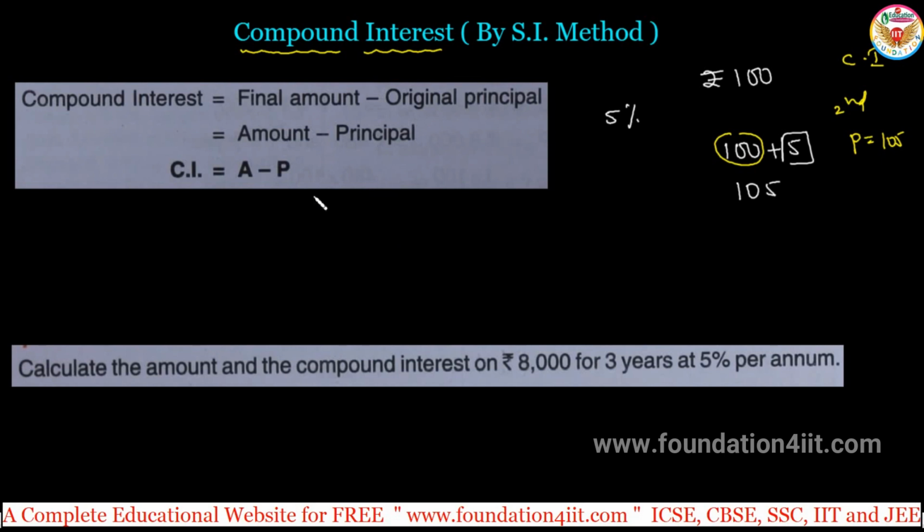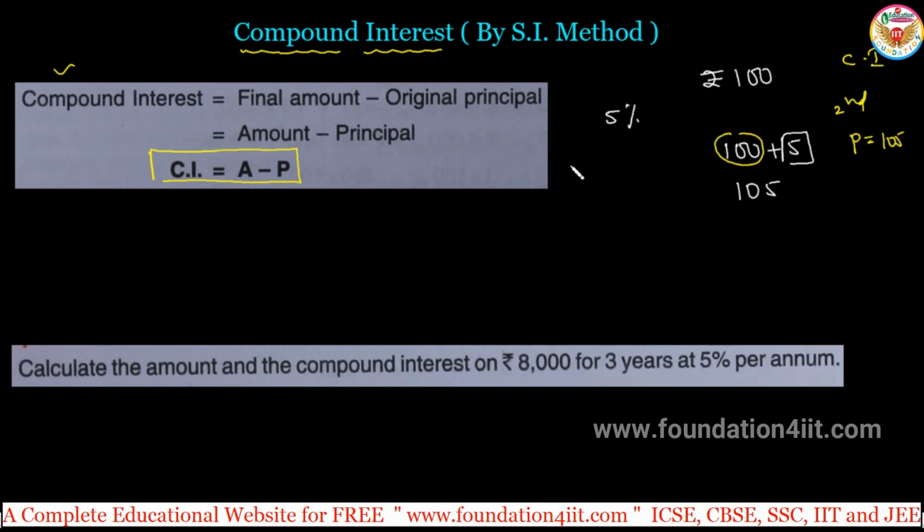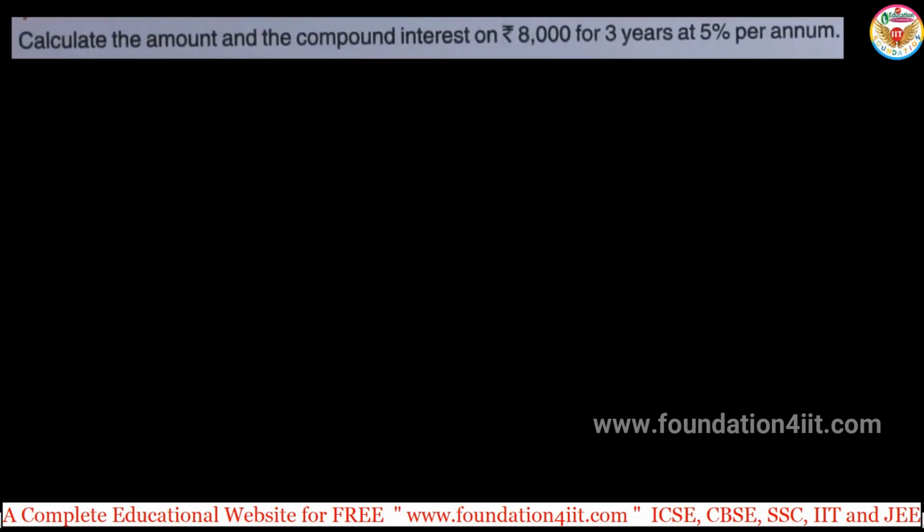So let us see the example clearly. So that means compound interest is final amount minus original principal. So every year interest will be added. So amount minus principal is the compound interest. Amount minus principal. This concept you'll understand clearly using this example. I'll show each and every step clearly here. Calculate the amount and compound interest on rupees 8,000 for 3 years at 5% per annum.